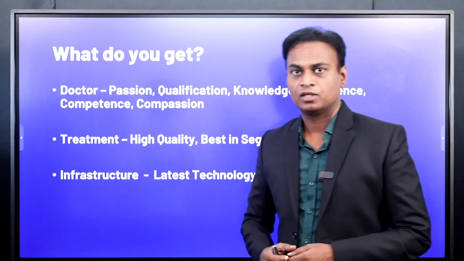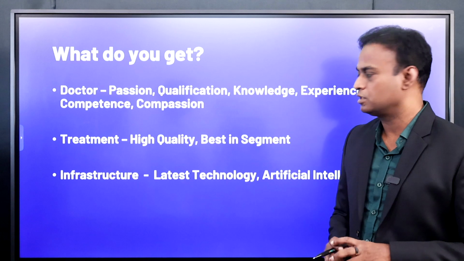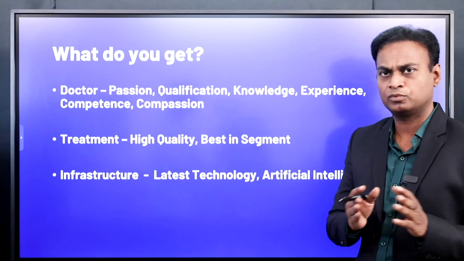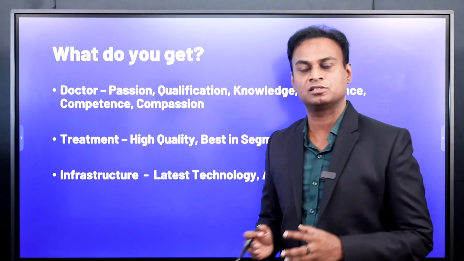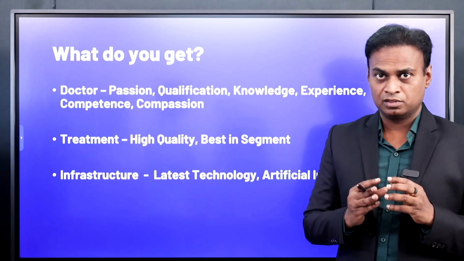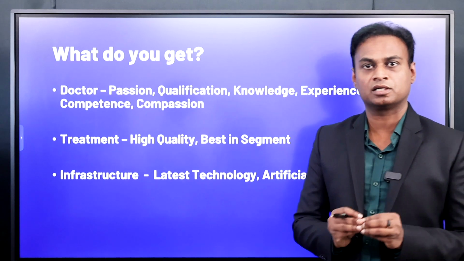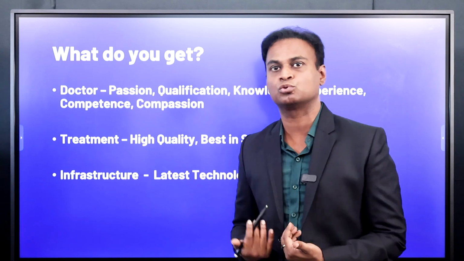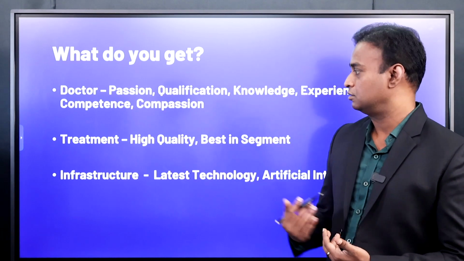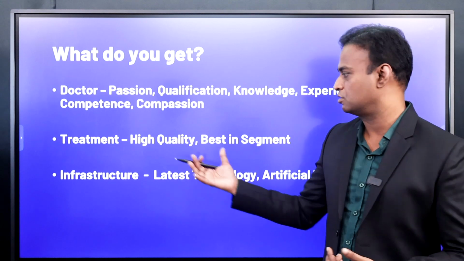And treatment, we use only high quality, best in segment medicines. For example, there are different categories of medicines used for autism, so we will select the best pharmaceutical company in that particular category and we will source the medicine quality. And treatment quality is very important in the case of autism.